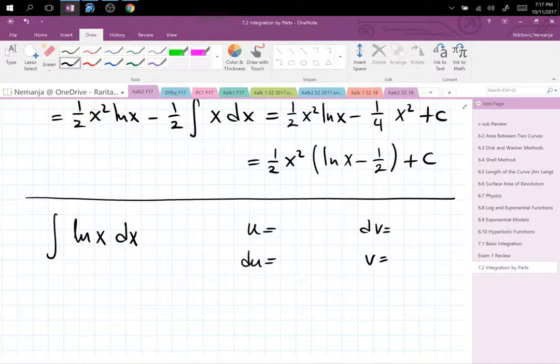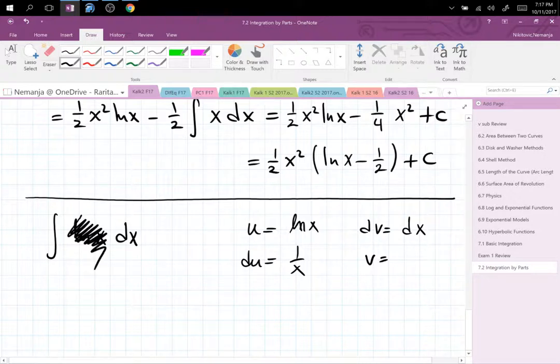What should we choose for u? ln x, because we can differentiate that, right? And what's dv? Just dx, right? If you took this out as u, what's left is just dx. Now, what's the integral of dx? X.